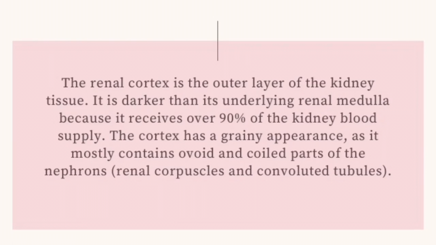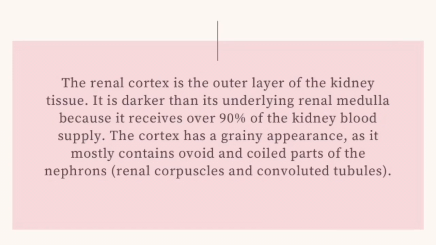So the renal cortex is the outer layer of the kidney tissue, and it is darker than the underlying renal medulla because it receives over 90% of the kidney blood supply. The cortex has a grainy appearance, and it mostly contains ovoid and coiled parts of the nephrons. And the renal medulla appears striped, and it contains vertical nephron structures, and it consists of renal pyramids separated by the projections of the renal cortex or renal columns, and the apices of the pyramids project towards the renal pelvis and open into the minor calyces via perforated plates on their surfaces, or area cribrosa.